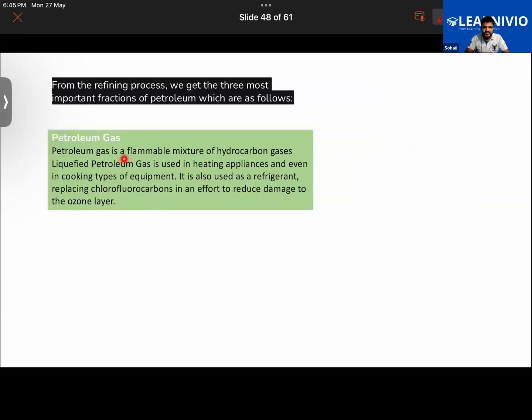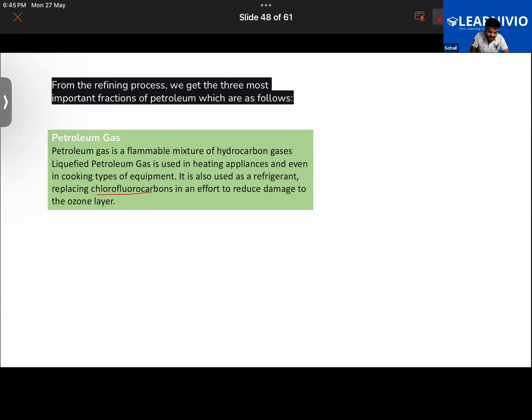So petroleum gas, which is a flammable mixture of hydrocarbons, can be converted into liquid state, so thereby it is called liquefied petroleum gas, and it is used in heating appliances and even in cooking equipment. It is also used as a refrigerant, replacing chlorofluorocarbons in an effort to reduce damage to the ozone layer. So earlier, you would be aware of this, in the refrigerators, chlorofluorocarbon gases were used.